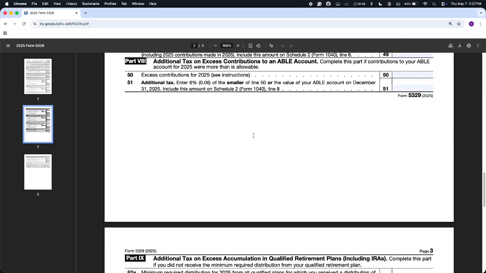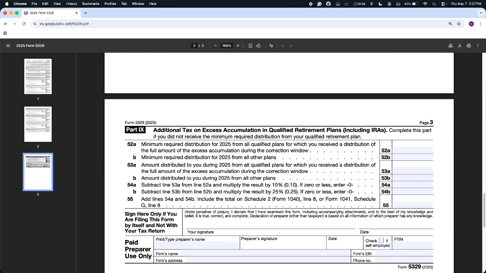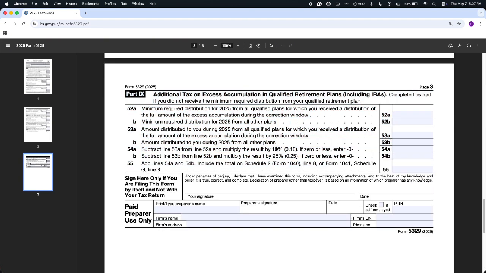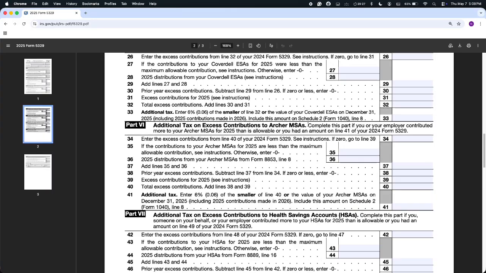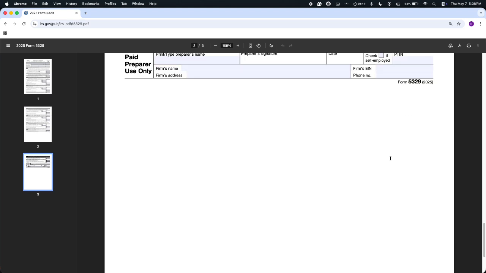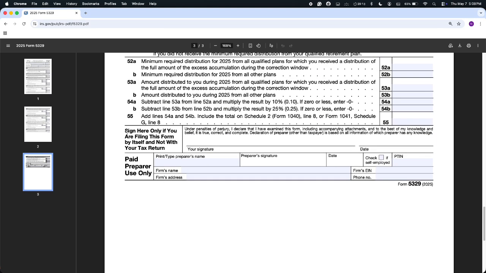Near the end, Part 9 is for the excess accumulation in qualified retirement plans. This section is used if the required minimum distribution was not fully taken. Enter the required amount, the amount actually distributed, and calculate the tax shown on the form. After completing the needed sections, transfer the additional tax amount to Schedule 2, line 8, if the form tells you to do that. If you are filing Form 5329 by itself, sign and date it at the bottom. A paid preparer will complete their own section if one is used.